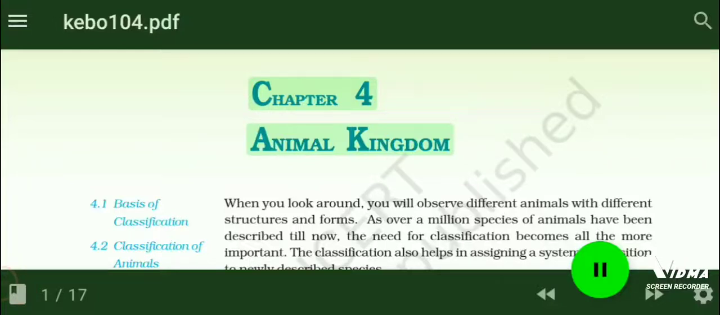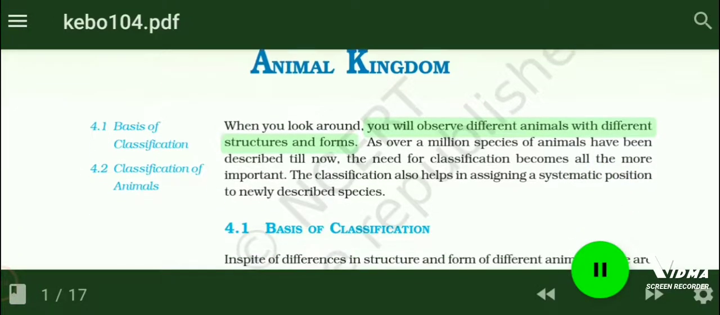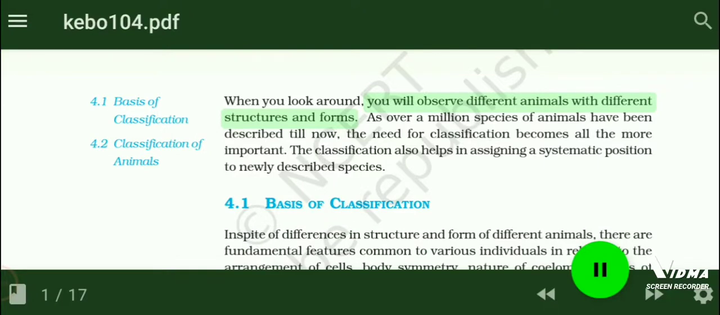Animal Kingdom, Chapter 4. When you look around, you will observe different animals with different structures and forms. As over 1 million species of animals have been described till now, the need for classification becomes all the more important. The classification also helps in assigning a systematic position to newly described species.